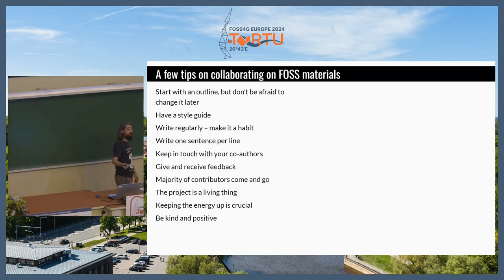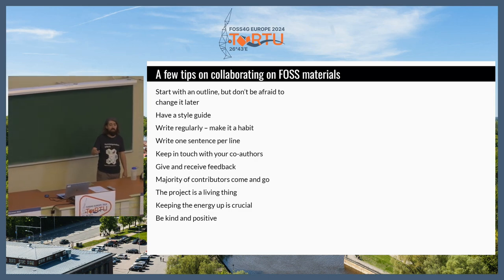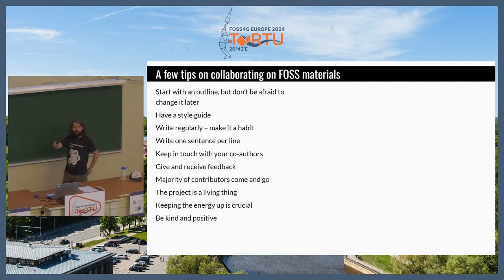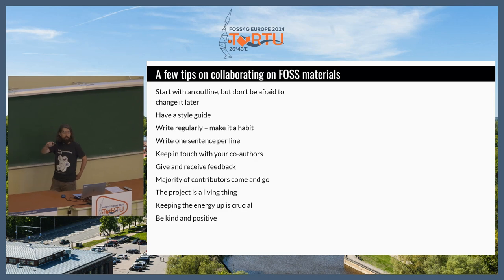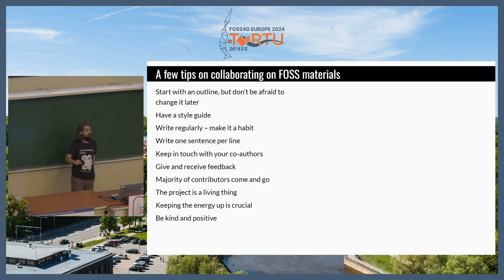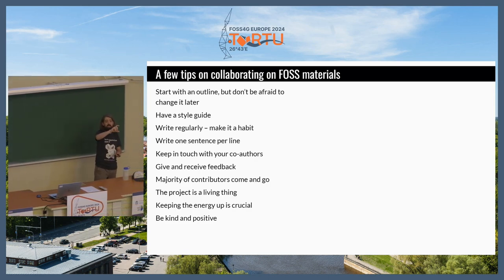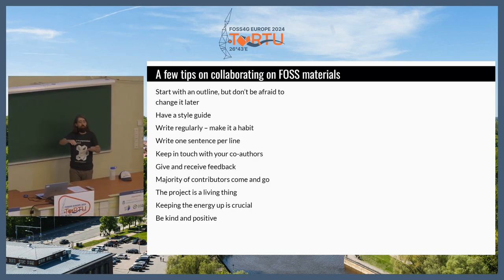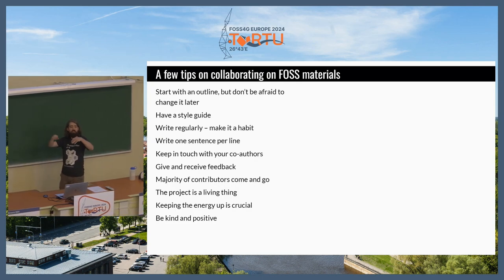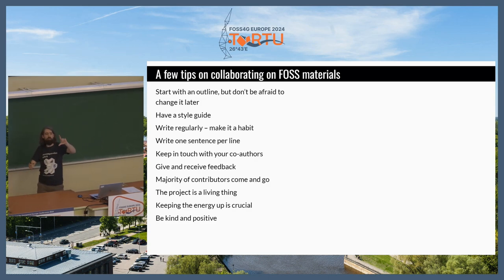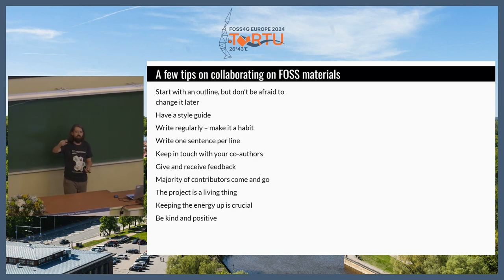There's one technical tip that we started using by accident, and then we discovered that this is actually a thing: writing one sentence per line in the markdown files. Because if you do one sentence per line, and then you start another line, another sentence, they will still be the same paragraph. But if you look at differences in Git, you will see what sentence was changed. So you won't get the whole paragraph highlighted, but only the sentence that was changed.